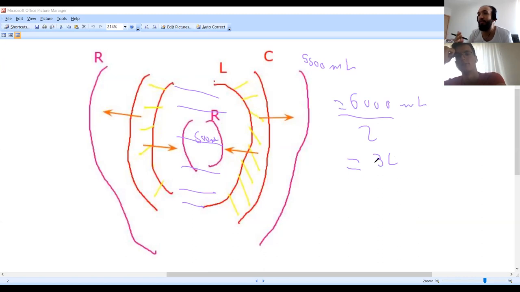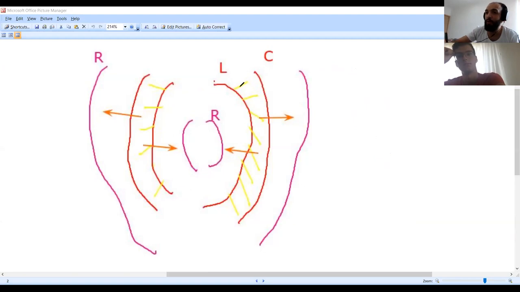So that means that when the lung is connected to the chest wall, I have in my lung around 3 liters of air all the time. When I take a breath in, for example, of 500 milliliter, I will have 3,500. And when I breathe out that 500, I will still have the 3,000 milliliter.